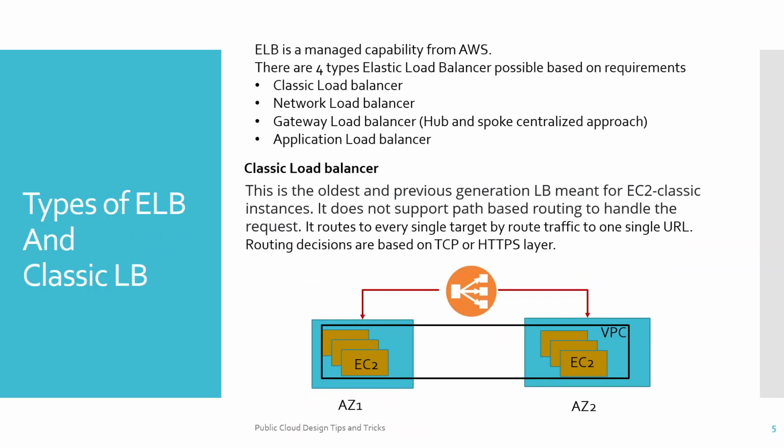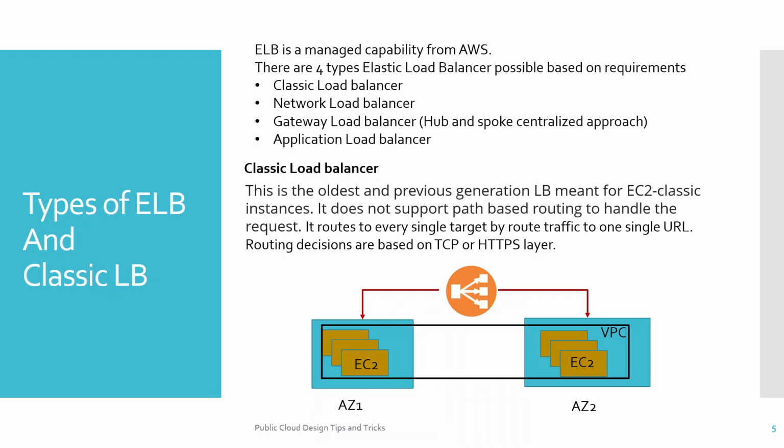Now, what is ELB? ELB is a managed capability from AWS. There are four types of elastic load balancer possible. They are classic load balancer, network load balancer, gateway load balancer, especially when you need a hub and spoke centralized architecture, and application load balancer. Now, what is classic load balancer?